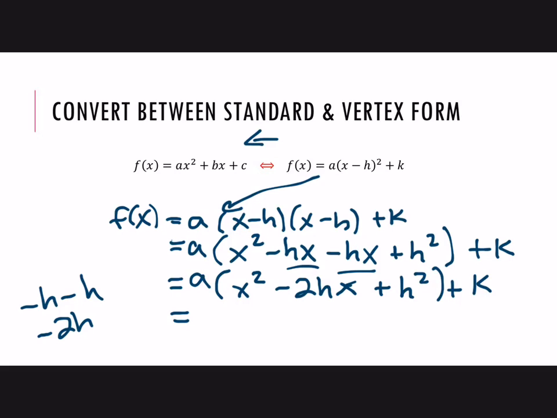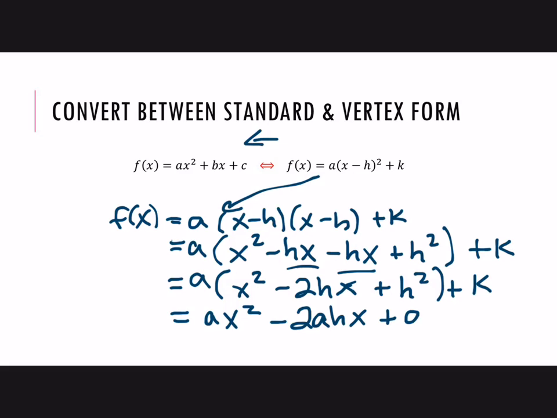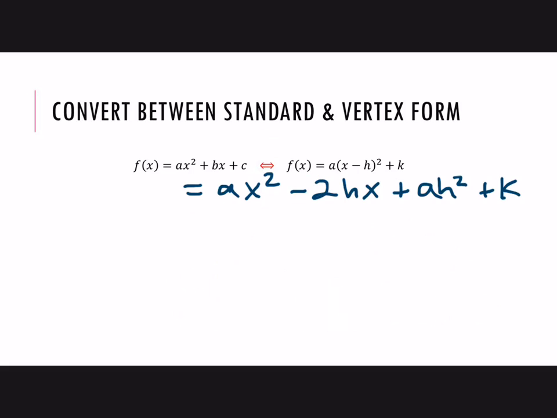Okay, so we're using order of operations. I've worked out the exponent. Next I want to multiply, so I'll do a times all of these terms. So that becomes ax squared minus 2ah, and we usually do numbers first, then letters that represent numbers, and then x, plus ah squared plus k. And that's about as much as I can do to simplify this. Alright, so this was vertex form, and I've switched it to standard form now.